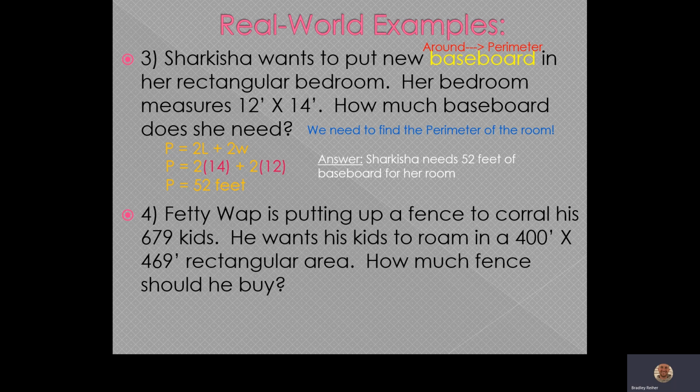Number 4 is a very similar problem. You're going to try this one on your own. We'll read this first. Fetty Wap is putting up a fence to corral his 679 kids. He wants his kids to roam in a 400-foot by 469-foot rectangular area. How much fence should he buy? This is where you might want to pause the video, make some notes just like we did on the other problem above, show your work, and come up with an answer in the form of a sentence.